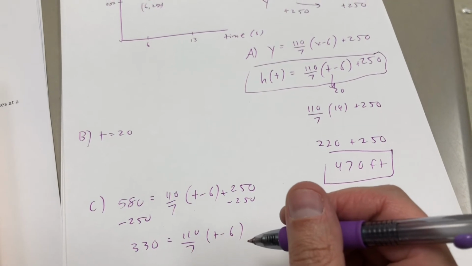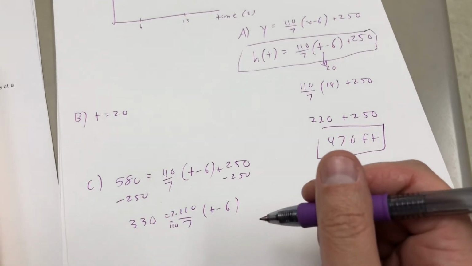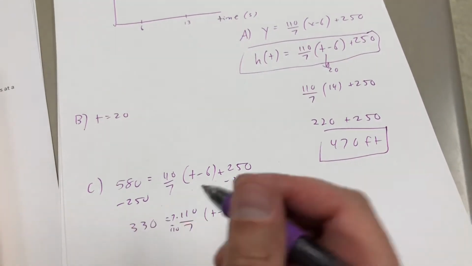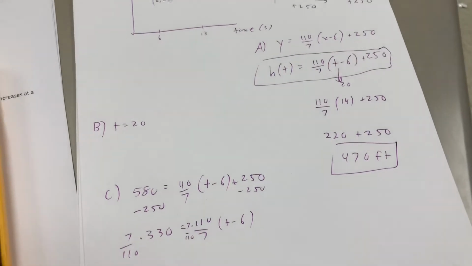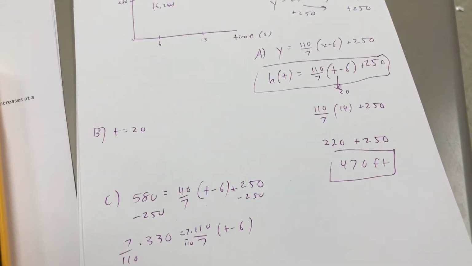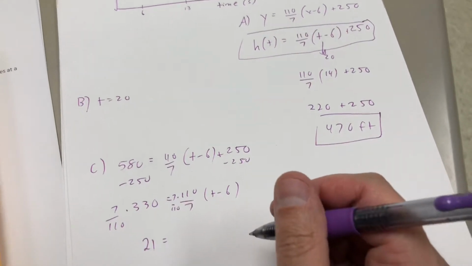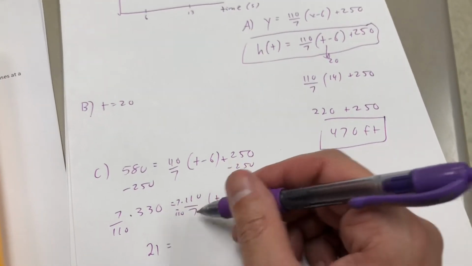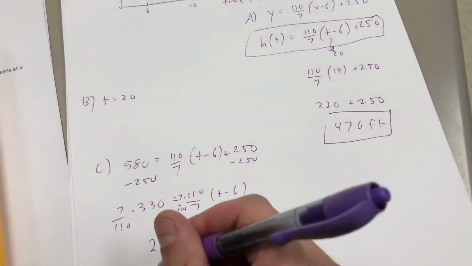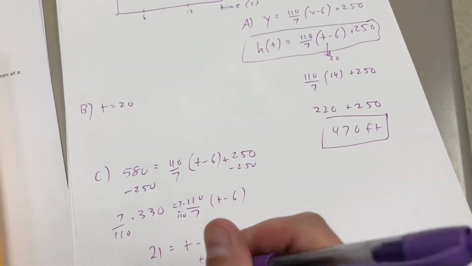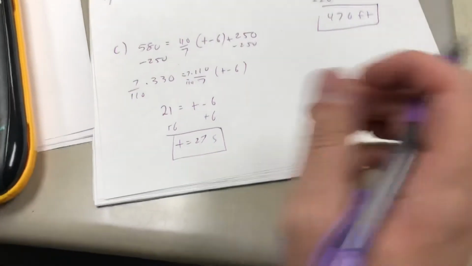I'm going to multiply both sides by 7 over 110. And 110 goes into 330, so I think that's going to be 21 on this side. 330 divided by 110 times 7 is 21. And so we're going to get 770 over 770 over here, which is just 1, so that's equal to t minus 6. Add 6 to both sides. T is going to be 27 seconds when it reaches that height.